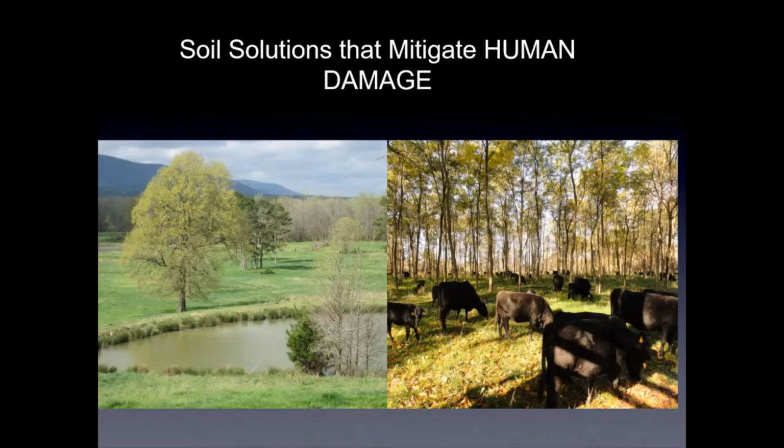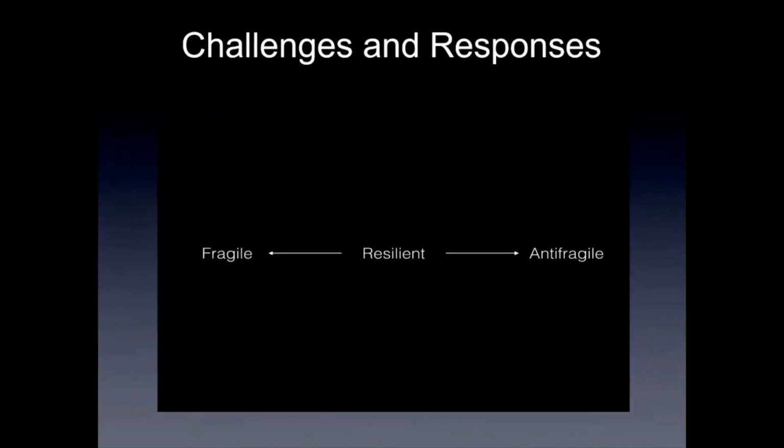So the big thing is that agriculture, like Stephen said, is important. We can't live without food, and being a part of a living landscape is an integral part of the human experience. There are lots and lots of soil solutions that mitigate human damage. They can be done at a big scale, at a small scale, literally on any scale you can imagine. Next slide.